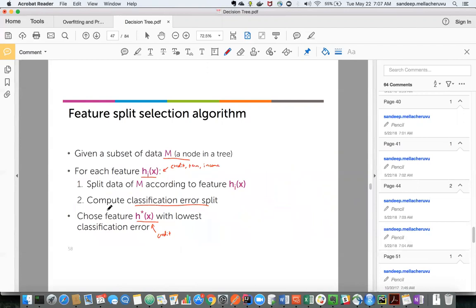So what is the algorithm for feature split? Given a subset of data, which is our training data set, for each feature, split the data according to the feature. So you're going to split the data. That's what we have done. Compute the classification error on each split. You do it for each feature. Every time you get some classification error, find out the feature which has the lowest classification error and use that for the decision tree.